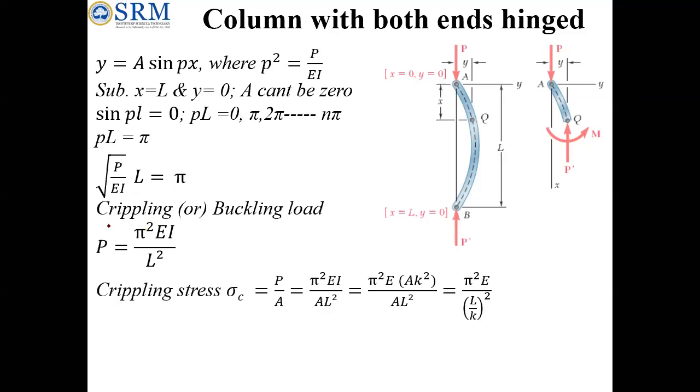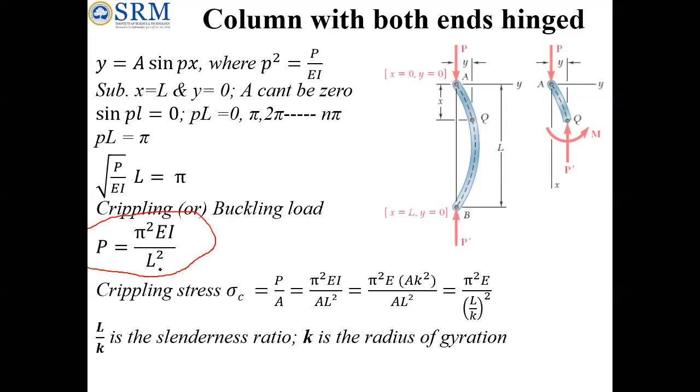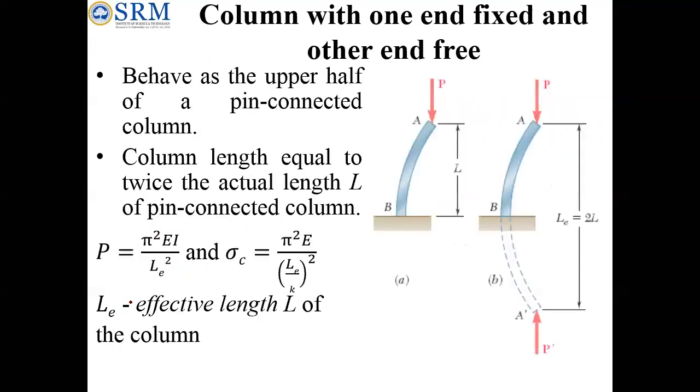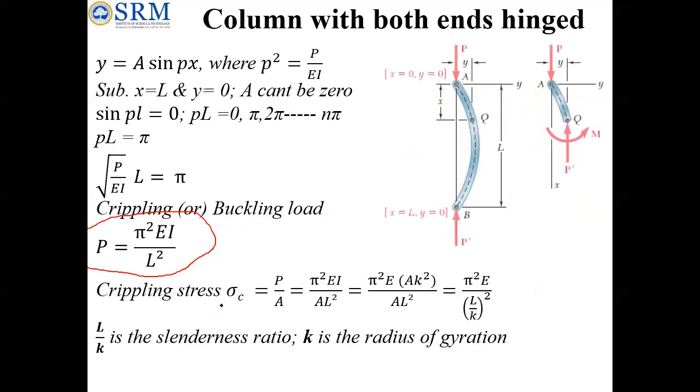So now the crippling load or buckling load is from this formula. P is equal to pi square EI by L square. So you need to remember this formula. P is equal to pi square EI by L square. Okay, don't just make a note of this. This formula, that is the crippling formula, we need to remember. What is the buckling stress? It will be sigma is equal to P by A. We know the value of P here, so pi square EI by A L square. That is the crippling stress.